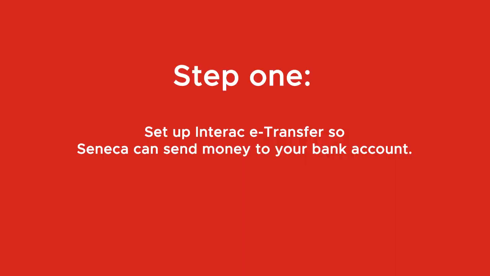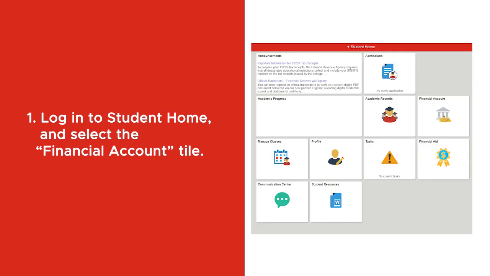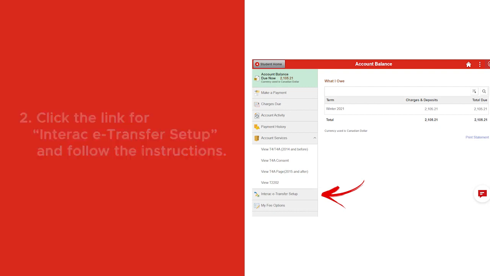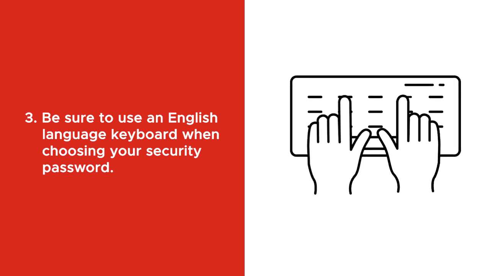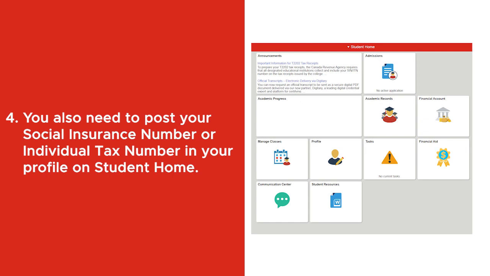Step 1. Set up Interac e-transfer so Seneca can send money to your bank account. Log into Student Home and select the Financial Account tile. Click the link for Interac e-transfer setup and follow the instructions. Be sure to use an English language keyboard when choosing your security password. You also need to post your social insurance number or individual tax number in your profile on Student Home.